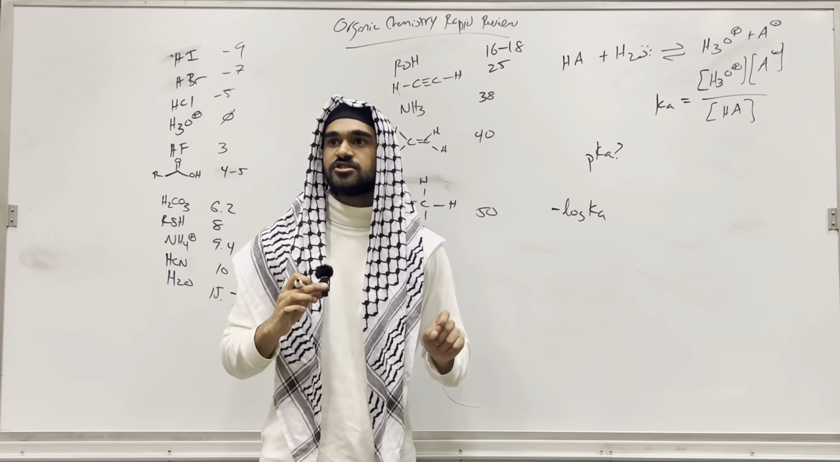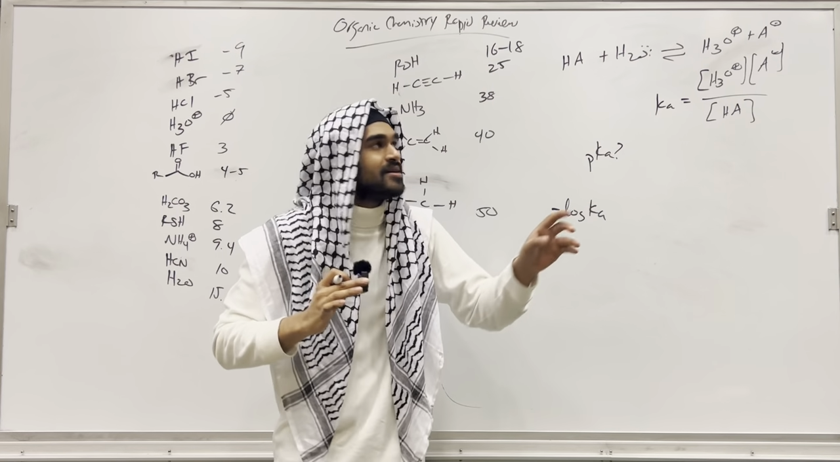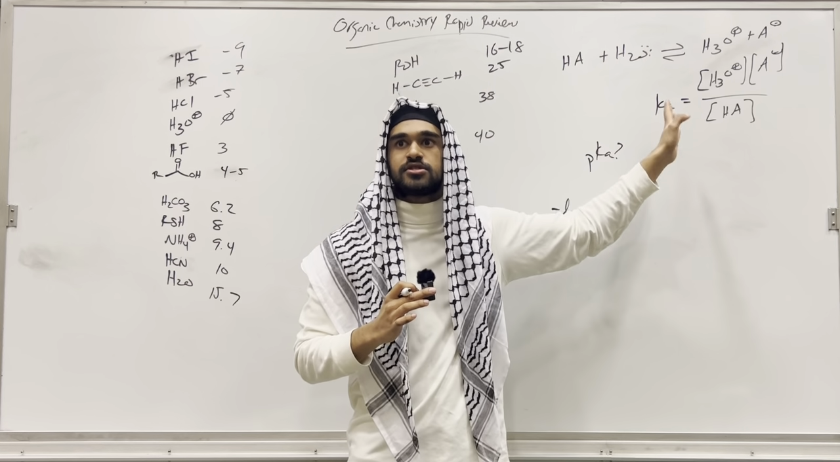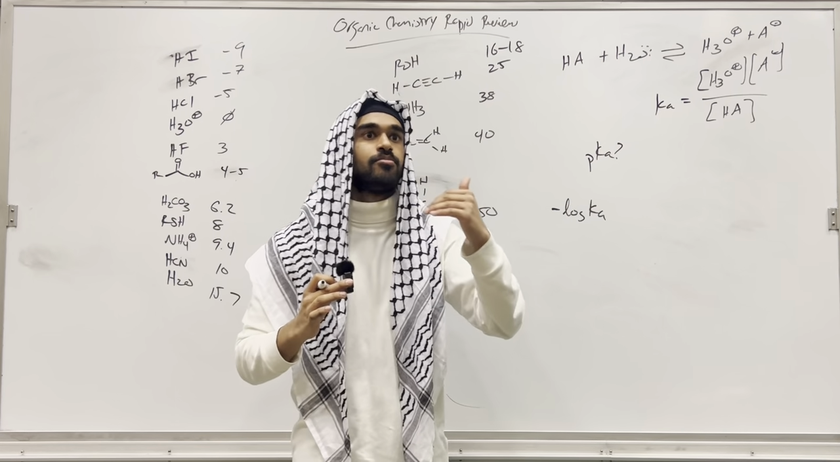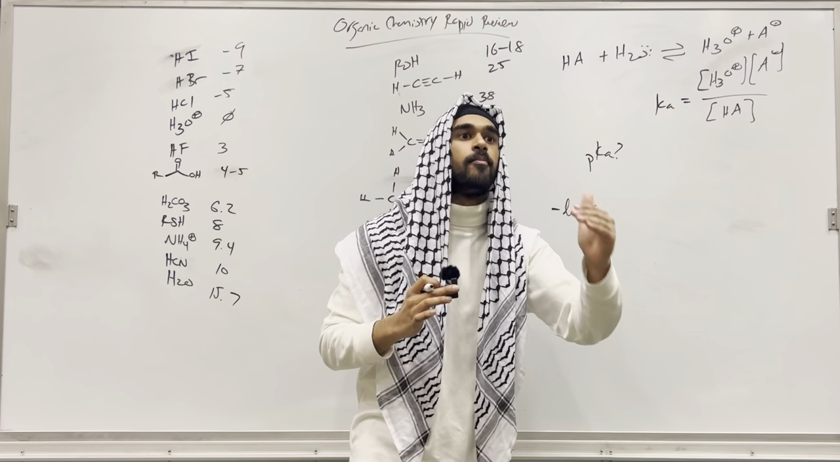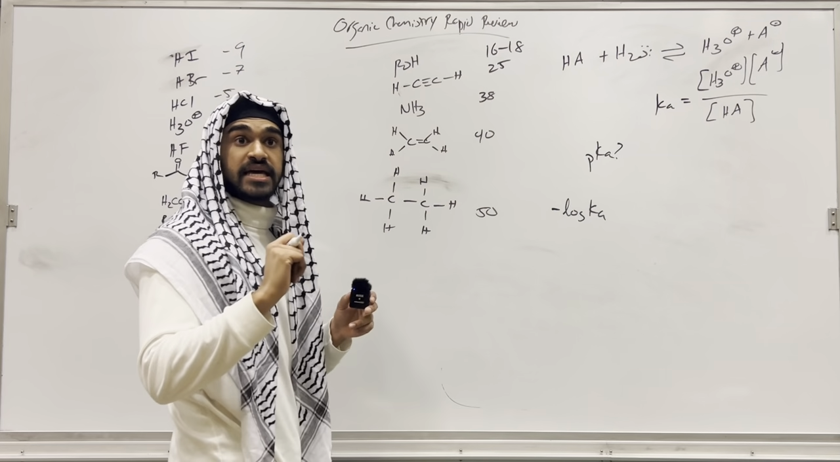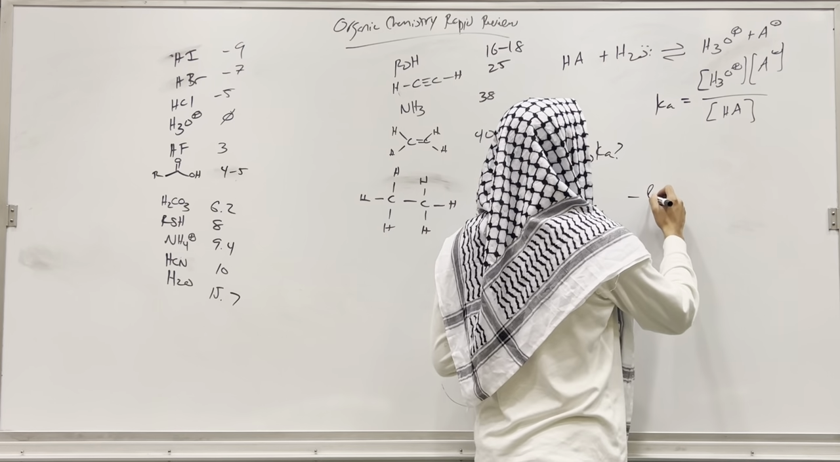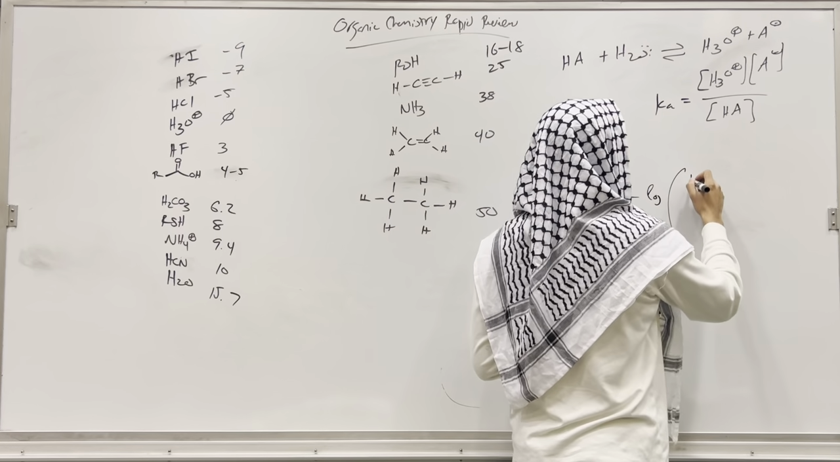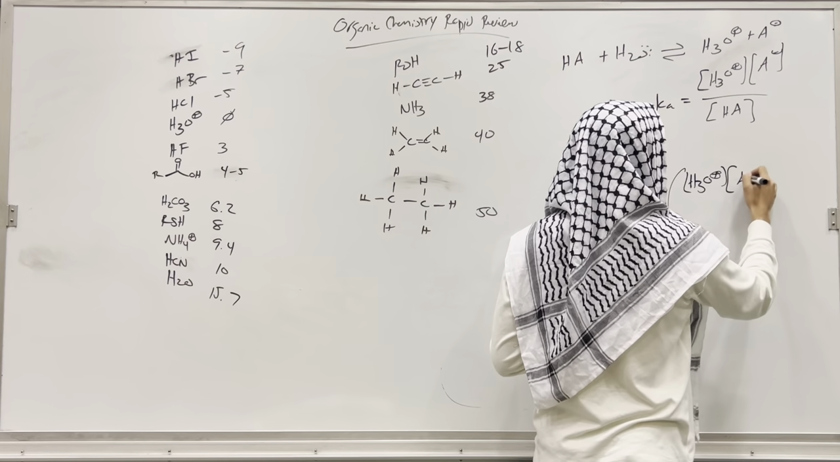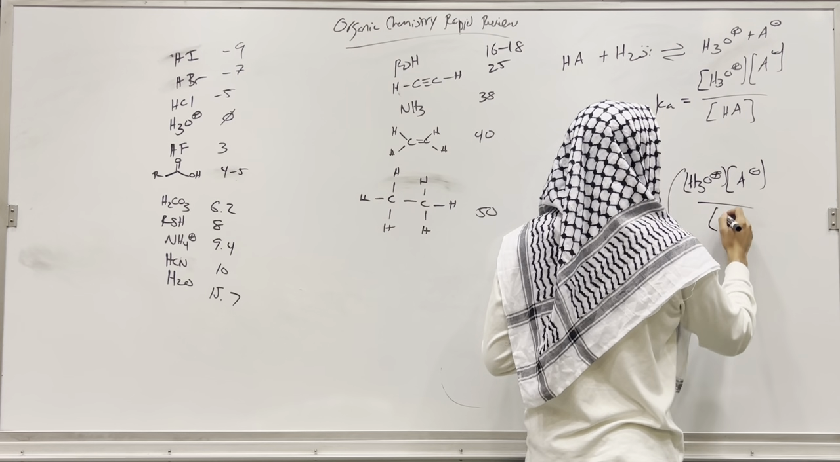Because the bracket means concentration. Concentration in what? In water. Because the whole thing's happening in water. So these concentrations are all in water, because those concentrations are in molarity, which is moles over liter. Liter of what? Liter of water, right? That is a Ka. So that means that the negative log Ka is the negative log of H3O plus, A minus over HA.